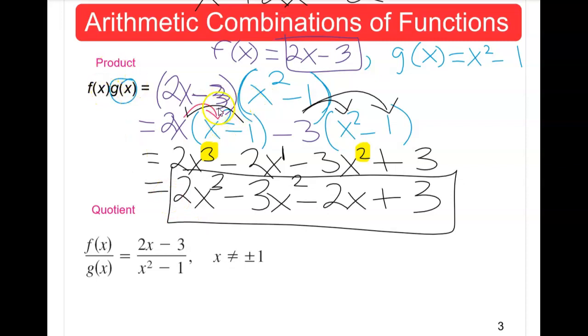And then lastly, we have the quotient, as you can see here. So we have function f, which is the equation 2x minus 3, divided by function g, x squared minus 1. And that's it. You don't have to do anything else. However, for a rational function, that's how we will call it, because it's a ratio of two polynomials, as you can see here.